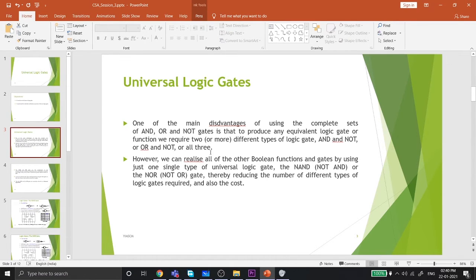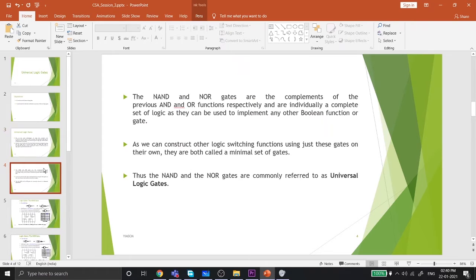However, we can realize all other Boolean functions and gates by using just one single type of universal logic gate, the NAND or the NOR. NAND is just the inverse of the AND gate, so we call it NAND gate or the NOT AND gate. Or the NOR gate, which is the NOT OR gate. It reduces the different types of logic gates required for a circuit, and that reduces the cost. That's what I explained a moment ago.